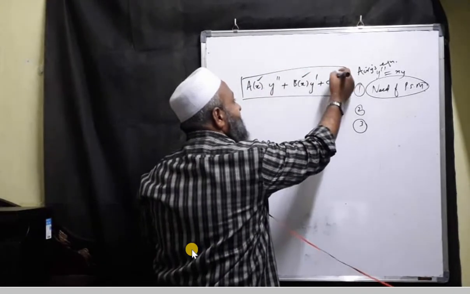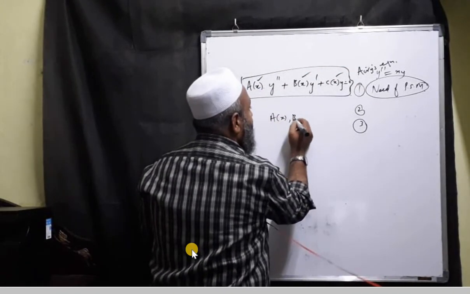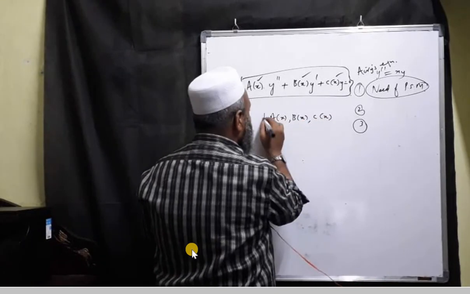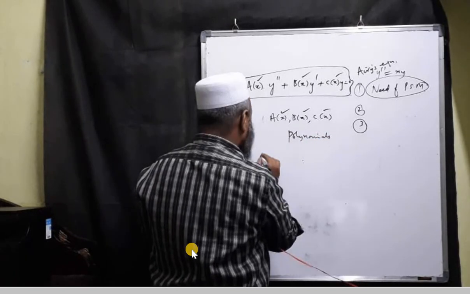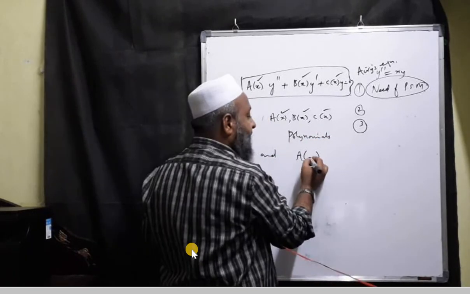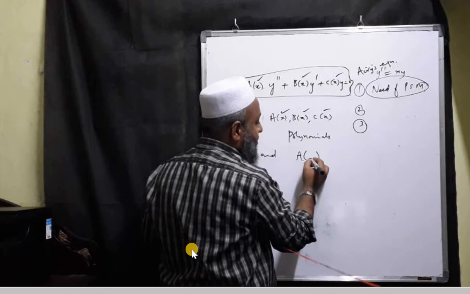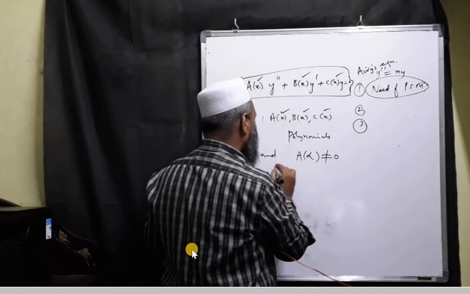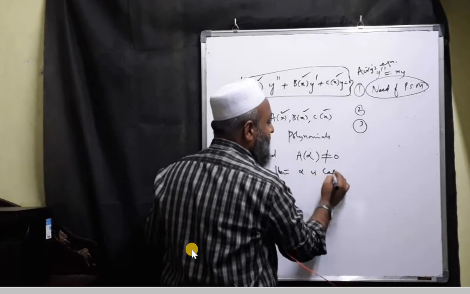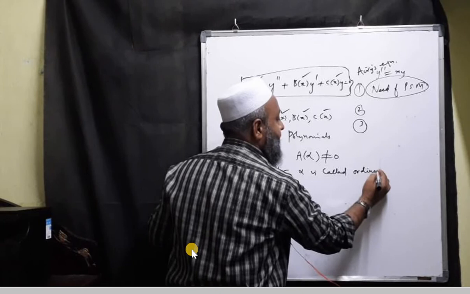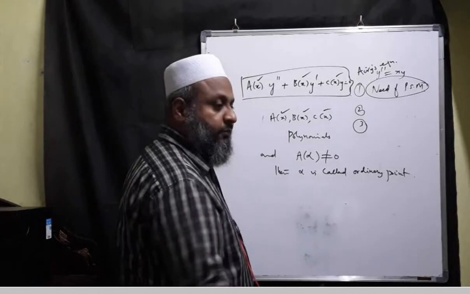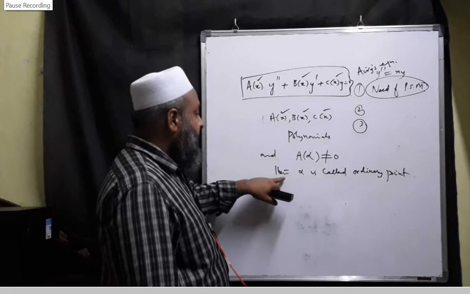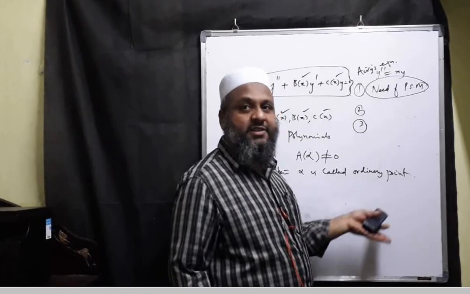If a(x), b(x), c(x) are polynomials, and a(α) is not equal to 0, then α is called an ordinary point, otherwise it is called a singular point.